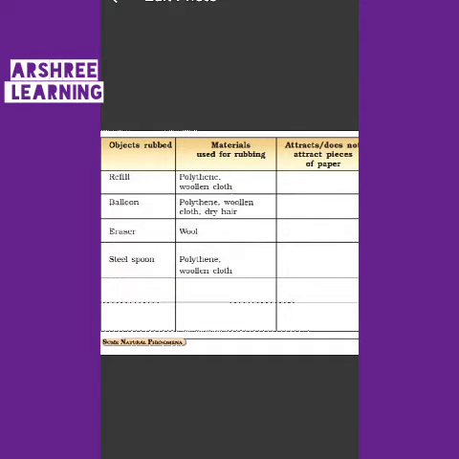What will happen? In the next column, will it attract or not attract pieces of paper? When a refill is rubbed with woolen cloth, it will get charged and it will start attracting pieces of paper. And what does this show in the last column? Is it charged or is it not charged? So it is charged because it will attract pieces of paper.